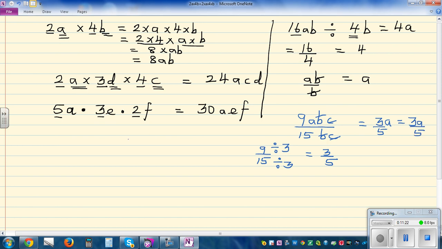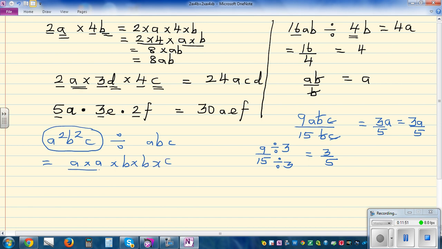Okay, so let me finish off with one more question. Suppose it is a²b²c divided by abc. Well, I'm going to write this in an expanded form. So this is a times a times b times b times c divided by a times b times c. So a and a can be cancelled, b and b can be cancelled, and c can be cancelled. Okay, so what is remaining? So you have ab as the answer.